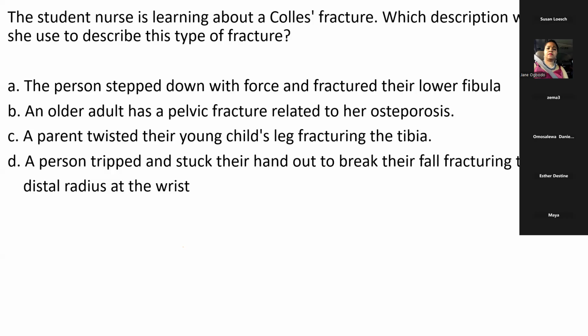Okay. C is child abuse. That's a spiral fracture. B is going to be pathological, because the pelvic fracture is related to the osteoporosis. So that's usually causing softening or breakdown of the bone. And A is Pott's. So I think about when they stepped down, they stepped into a pothole.